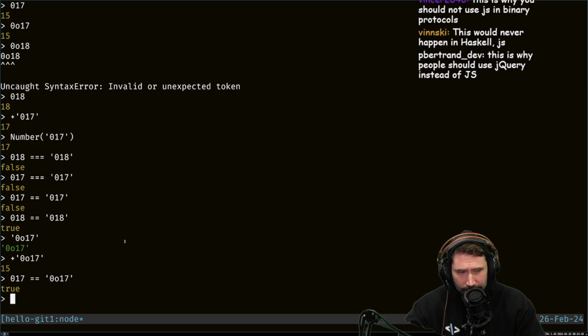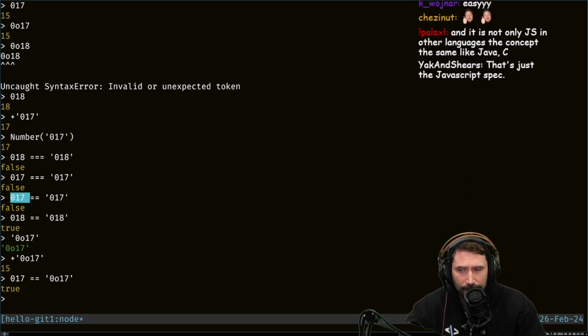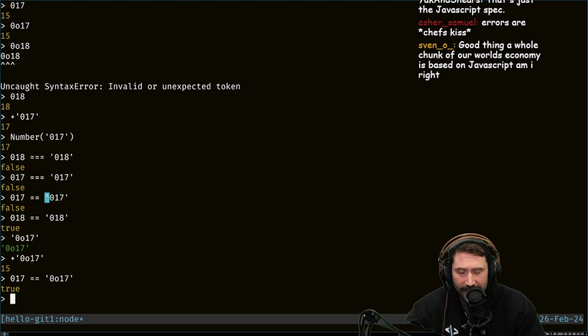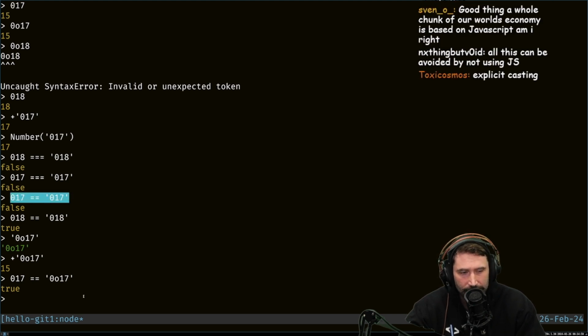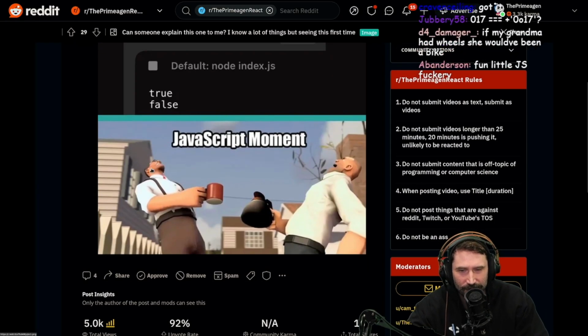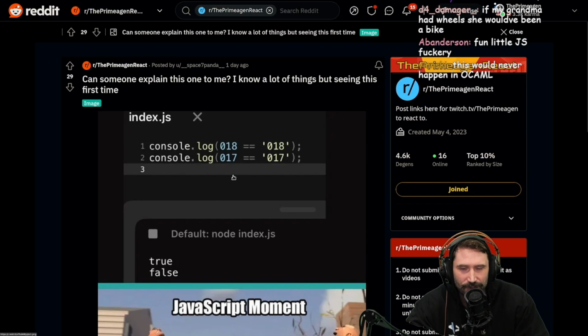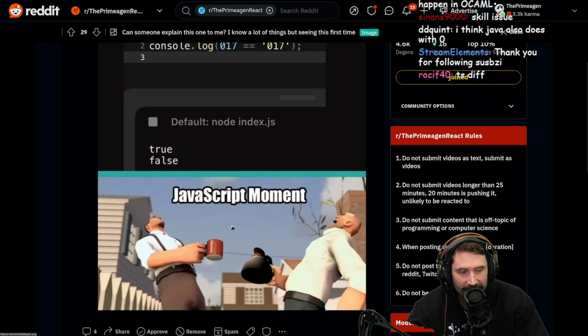It's not a TypeScript problem. This is every language. You can do this in C. If C had an operator to implicitly typecast, it would do it, but it doesn't. The reason why I wanted to cover it is because it's not a JavaScript moment. You could create this with anything. If you parse out an int, you are likely to be able to create it in almost any language.